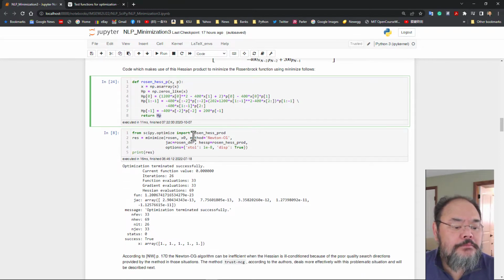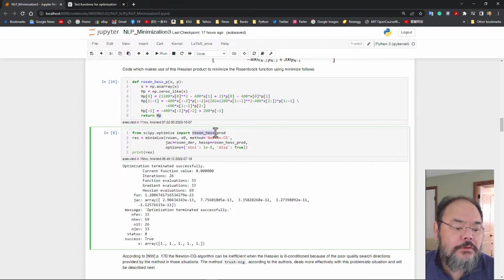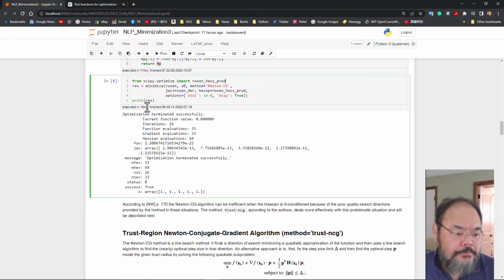We can use, in fact, the Rosenbrock Hessian function with a product. This function is already defined in the SciPy.optimize library. So we can just simply apply this in the minimize subroutine: the Rosenbrock function, initial guess, method using Newton conjugate gradient, and the Jacobian function information. This parameter, instead of using Hessian, we call it hessp. hessp is the so-called Hessian product function. Okay, the rest of them is the same.